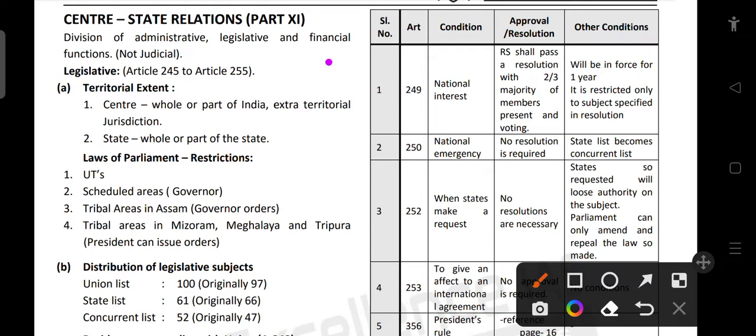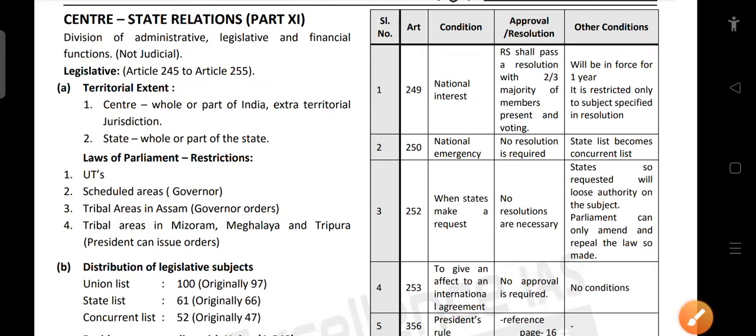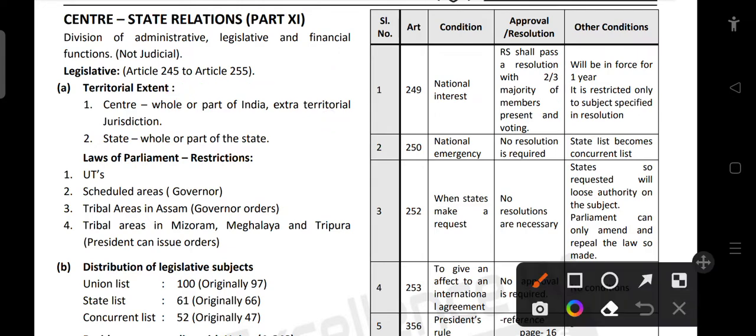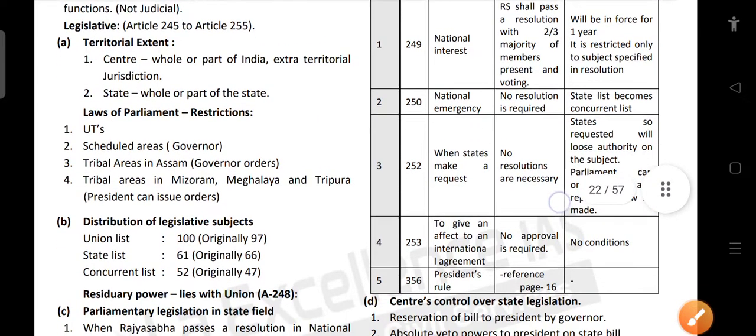Now the first one is about the legislative powers. It starts from Article 245 to 255. First one in that is territorial extent. Centre: whole or part of India, and they even have extraterritorial jurisdiction. State: whole or part of the state. This is the territorial extent of Centre and state.